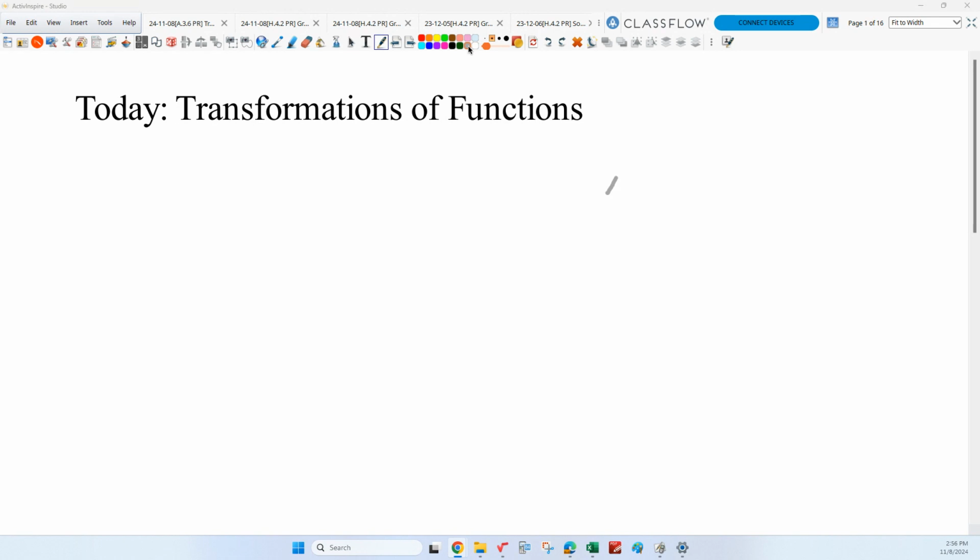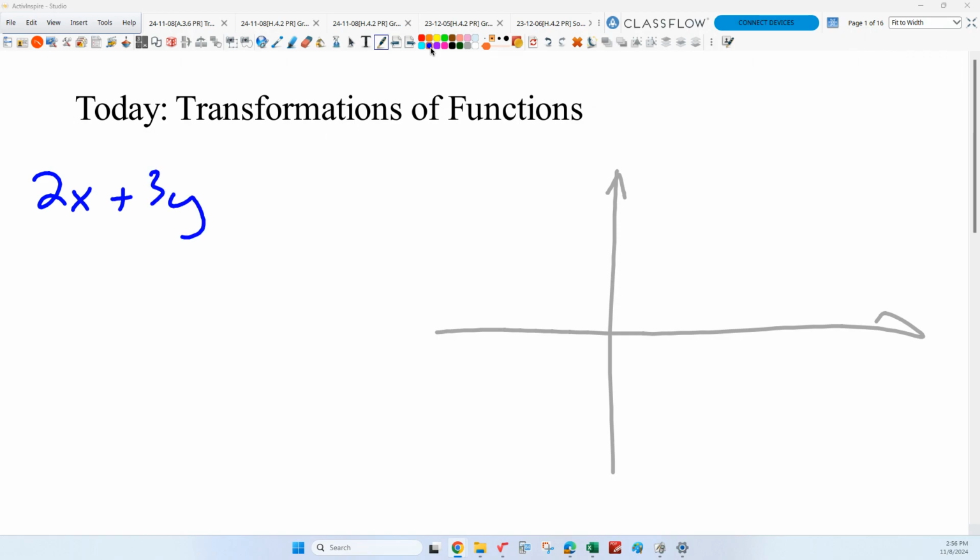Oh, and let's review something real quick too. While we're at it, let's graph that linear inequality in two variables. Okay, that was the stuff that you guys went through yesterday, right?